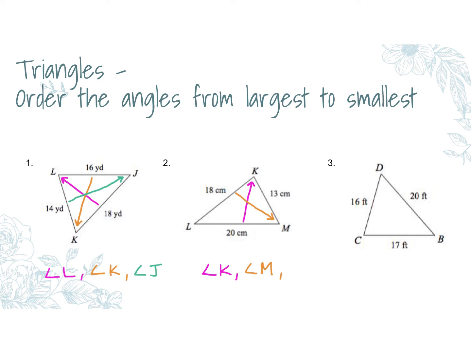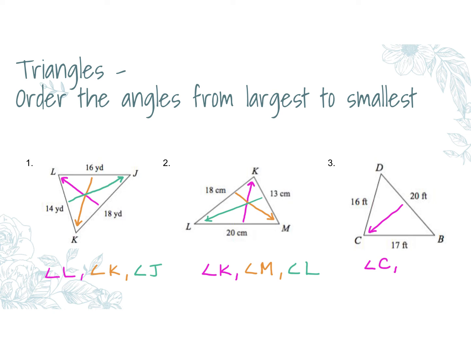Last, I will draw an arrow across from the shortest side, side KM, 13 centimeters, to its opposite angle, angle L. Angle L is our smallest angle. In question 3, I will draw an arrow across from our longest side, side DB, 20 feet, to its opposite angle, angle C. Angle C is our largest angle.